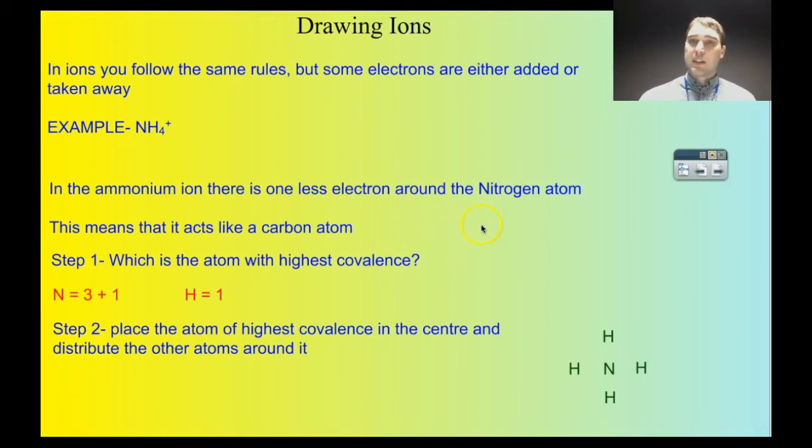So we're going to follow our steps for drawing molecules that we learnt about before. Step 1, which atom has the highest covalence? Our nitrogen is going to be 4 in total because it's lost an electron, so it needs to make an extra bond. Hydrogen is going to be 1, so we're going to put nitrogen in the middle. And step 2, we're going to put the other atoms around it in a symmetrical way.